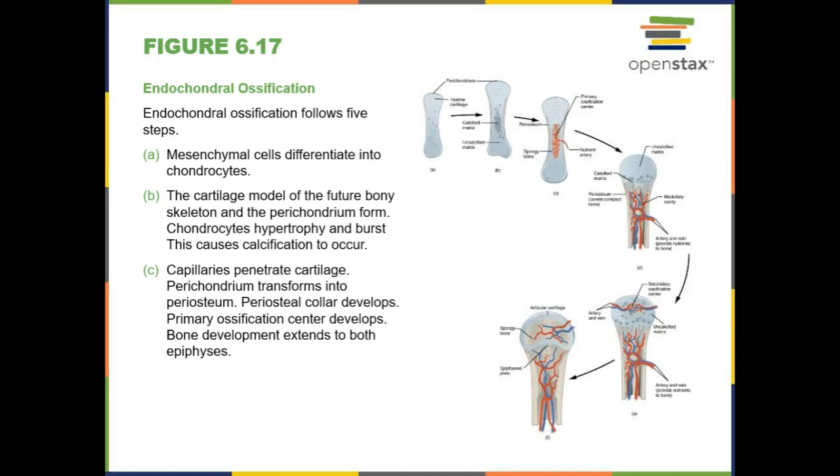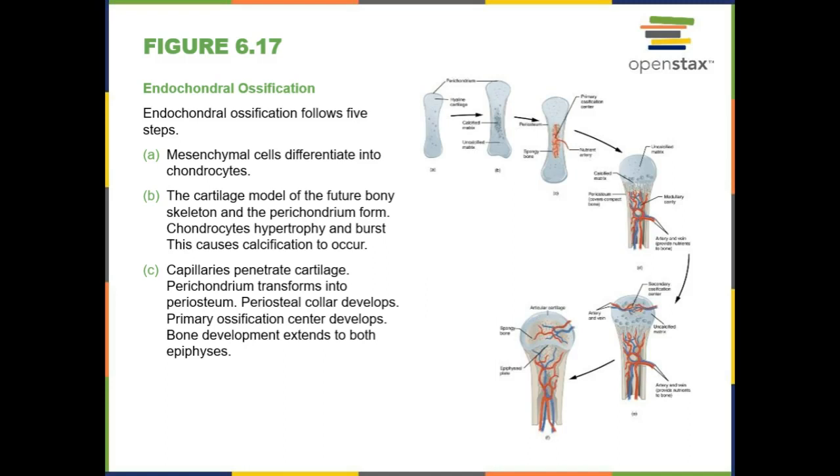Surrounding a cartilage skeleton, we have a perichondrium. It is just like the periosteum, but when it's surrounding cartilage, it's called a perichondrium. So it's still dense, irregular connective tissue that surrounds the cartilage. But in this case, as the cartilage dies, the perichondrium becomes the periosteum. And the periosteum then sends blood vessels into the calcified region.